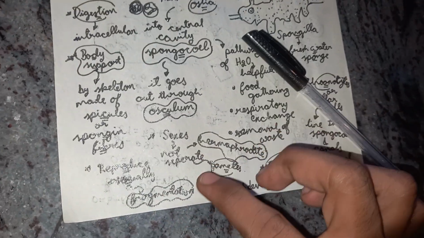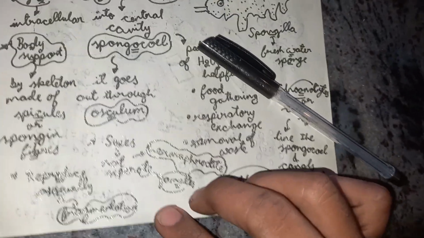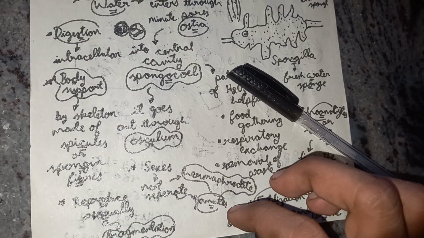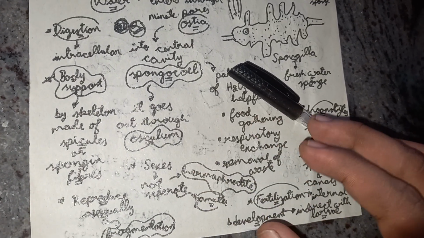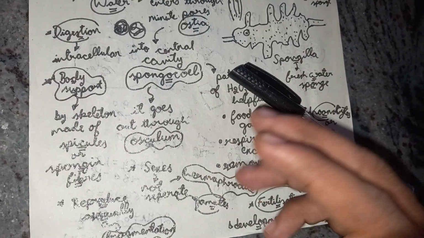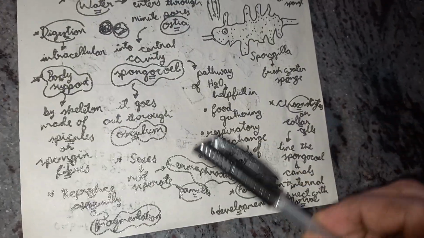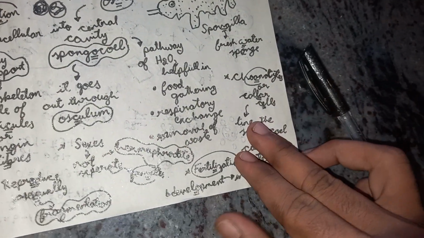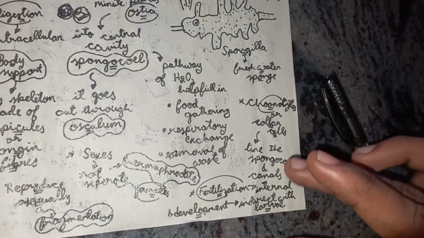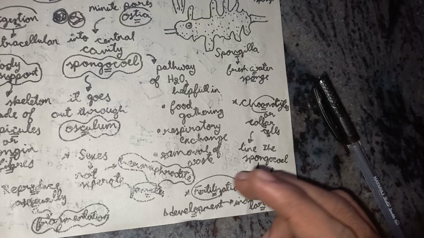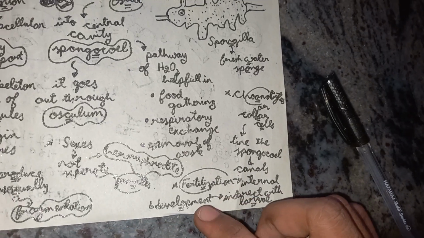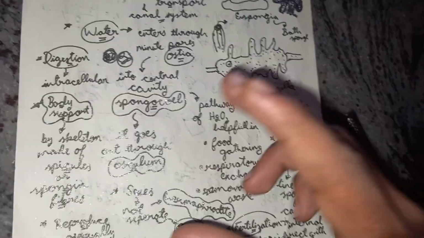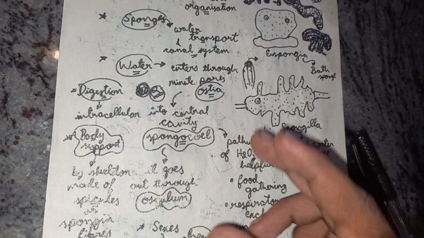Here reproduction happens asexually by fragmentation, and sexually by gametes, and both the sperm and the egg are present in a single individual, therefore they are known as hermaphrodites. The fertilization is internal, meaning the gametes fuse inside the sponge, and development is indirect, with a larval stage which is different from the sponge stage.